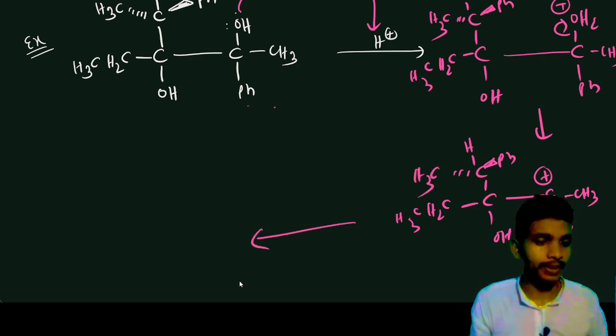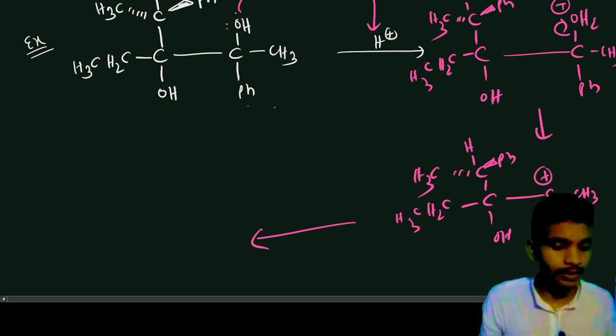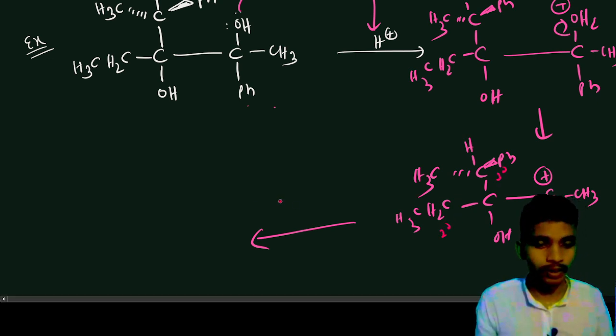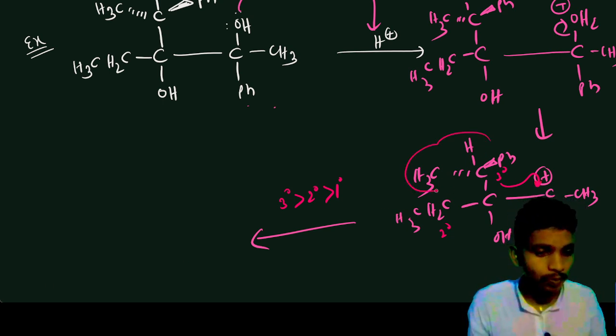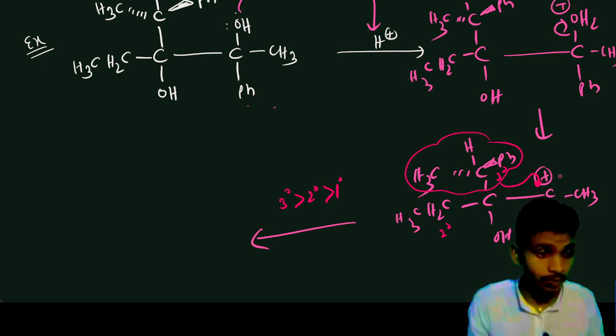So which will migrate? In this case, which will migrate? Because this is a 3 degree carbocation, the migration is after the 2 degree. So this is the 2 degree carbocation and the 3 degree carbocation. We know that 3 degree is more than 2 degree, then 1 degree, so the 3 degree group will migrate here. And whenever it migrates, this group will remain intact, it will not change. Whatever the stereochemistry of this group is, it remains as it is.